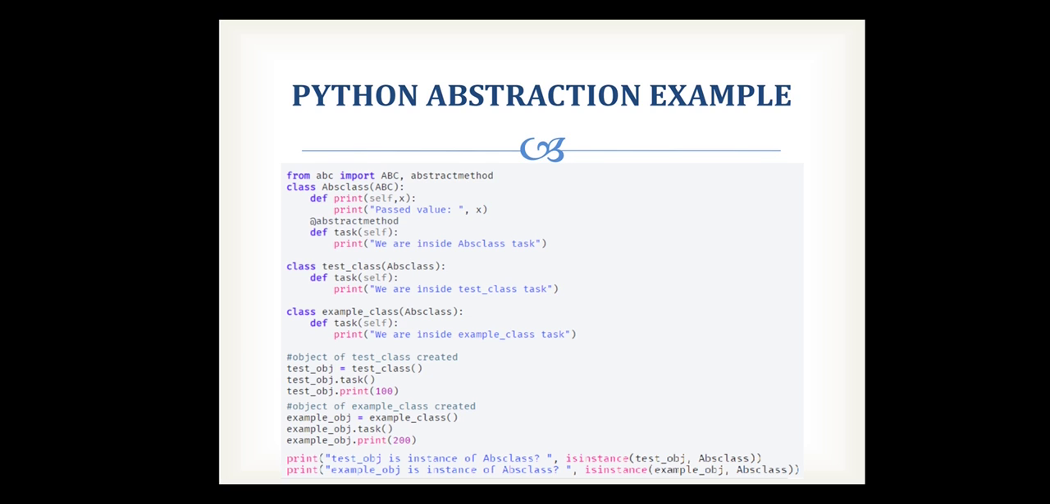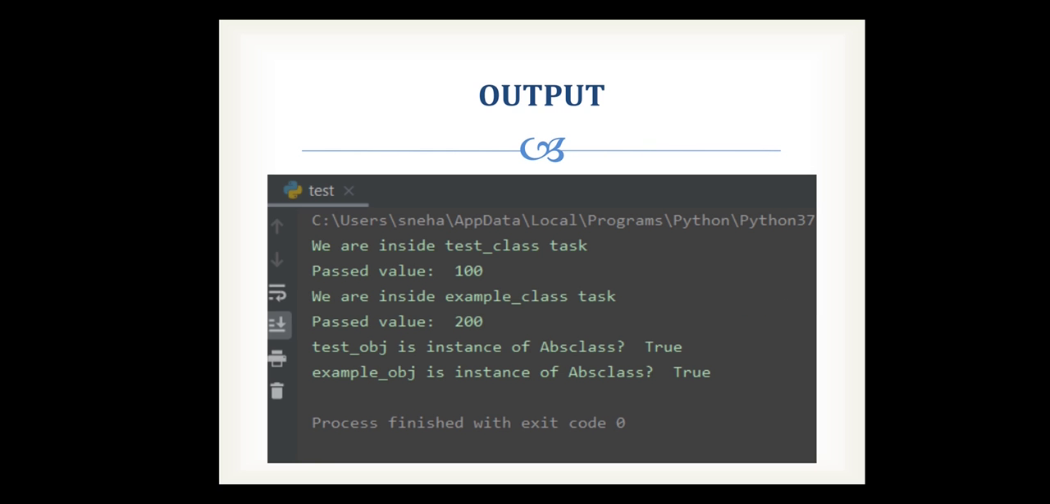So using isinstance, we can find out whether they are a part of that particular abstract class or not. If it is, it shows the boolean value true, or else it shows false. So this is the output of that particular program.